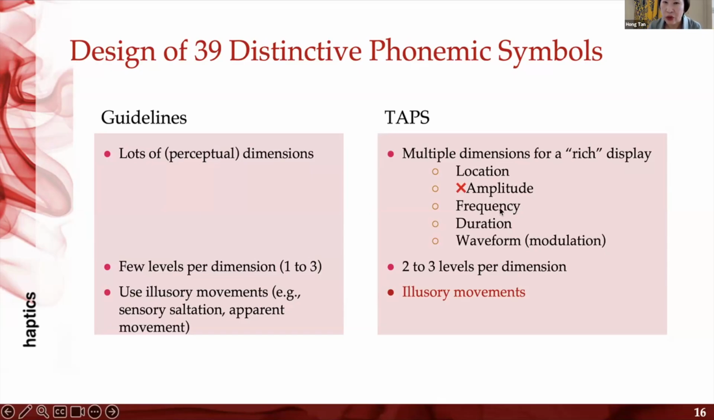We definitely use frequency. We use the voice coil kind of tactor, so we can use low frequency and high frequency. And we use duration, and I'll tell you a bit more. And we use waveform modulation to create this heavier sensation. Again, I'll tell you why we did it that way. Few levels per dimension: for each of these dimensions, we use no more than 2 to 3 levels. And then we use lots of illusory movements.